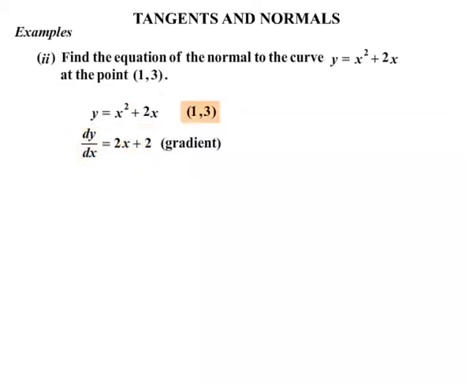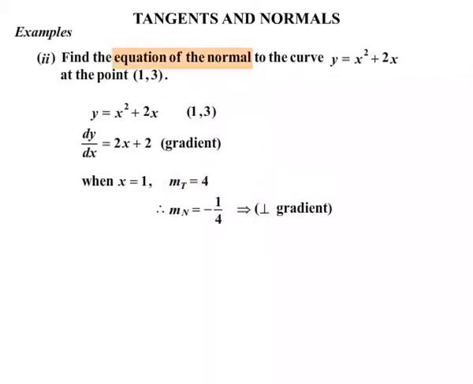Now we've got the point (1, 3). Okay, we're dealing with x equal to 1 there, okay? That's the x coordinate. So when x equals 1, we substitute that into our gradient function, and we get that the gradient of the tangent is 4, okay? So that will always give us the gradient of the tangent. Now we want the normal. So the gradient of the tangent is 4, then the gradient of the normal is minus 1/4, okay? It's known as the negative reciprocal, okay? Because they're perpendicular. Alright, it's the perpendicular gradient.